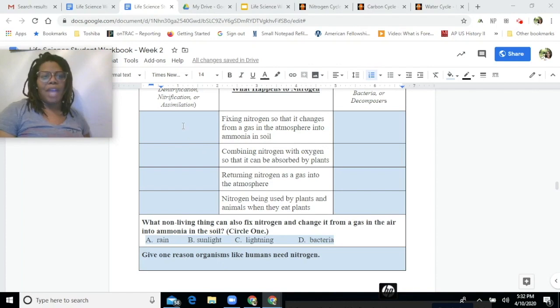So go ahead, if you haven't had a chance to, and fill in this document to make sure you understand or have a thorough explanation of the nitrogen cycle. Alrighty, and I'm going to go back here.